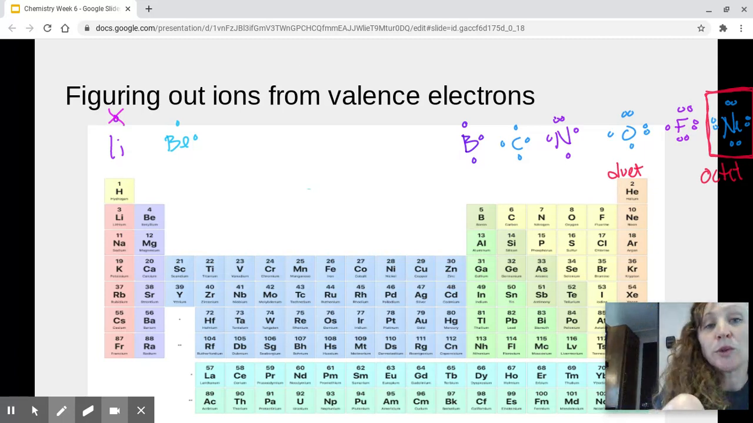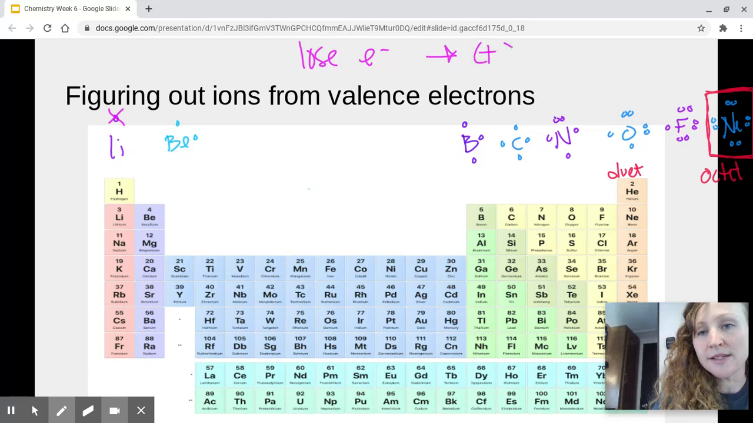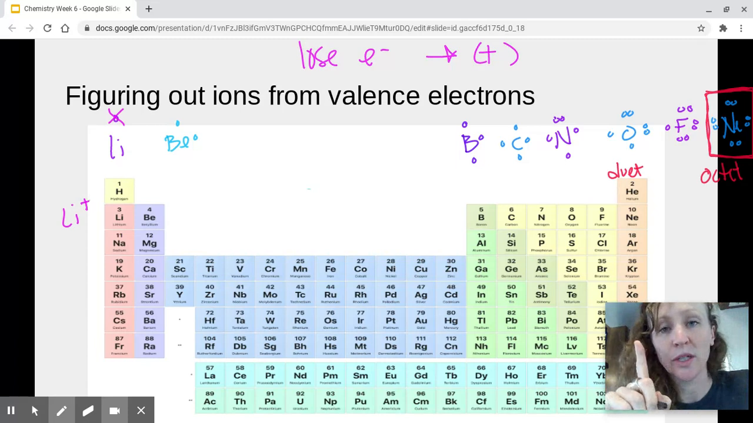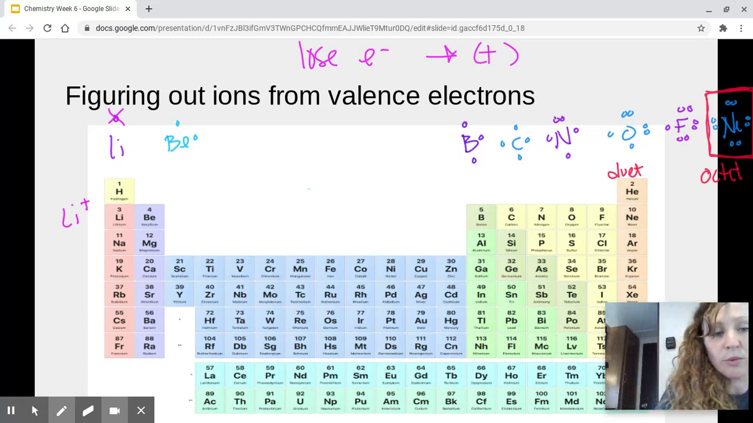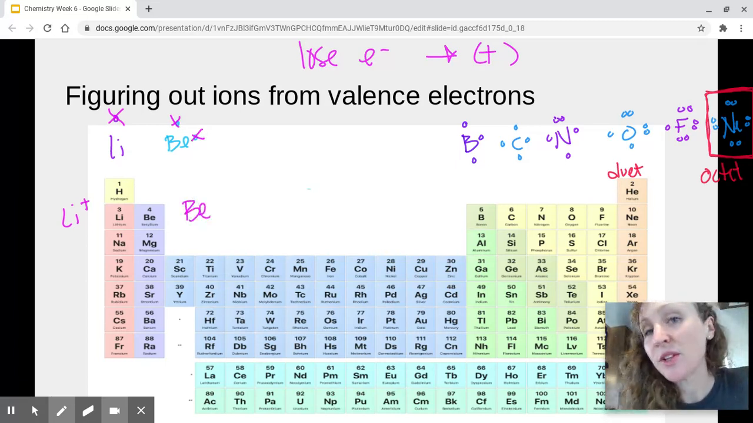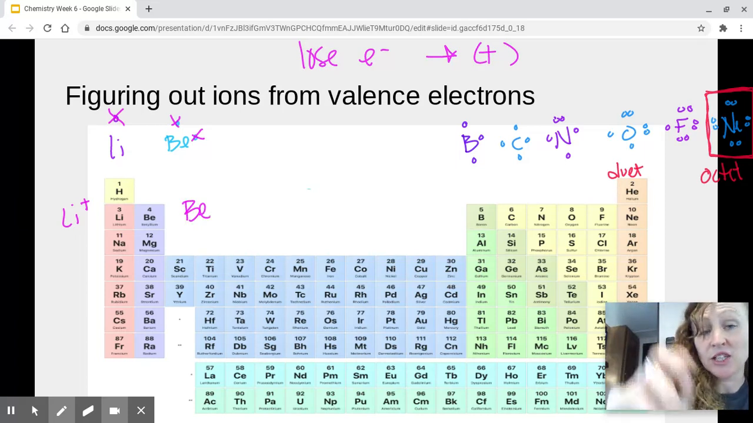Now, anytime you lose something that's negative, you become positive. So lithium is going to become a positive 1. It lost 1 electron. It's a positive 1. Beryllium, will it gain 6 to get to 8, or will it lose 2? It's closer to losing 2. So beryllium's going to lose its 2 valence electrons. Beryllium has lost negative electrons. It is now positive, and it's lost 2 electrons, so it's now a positive 2.